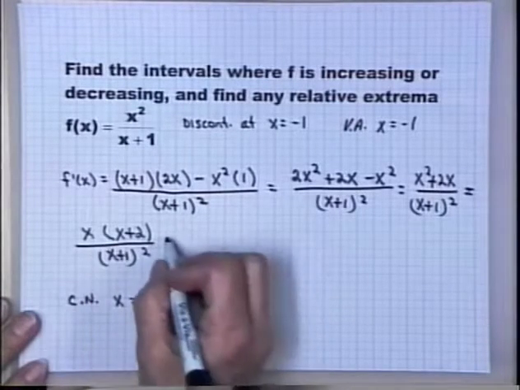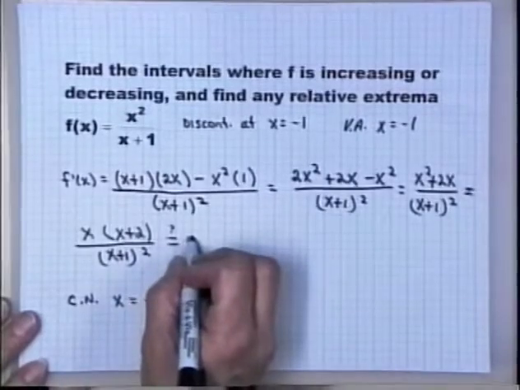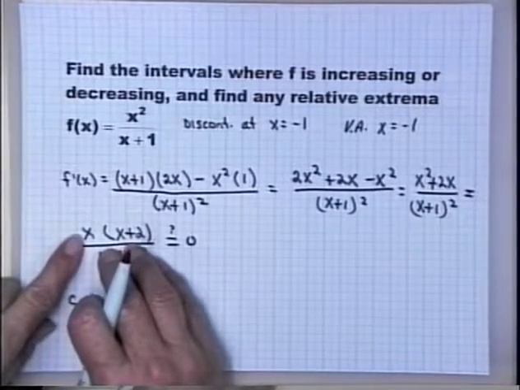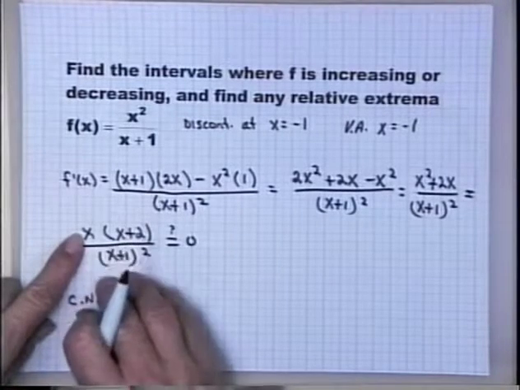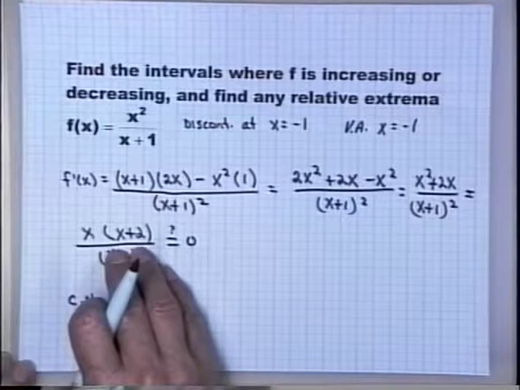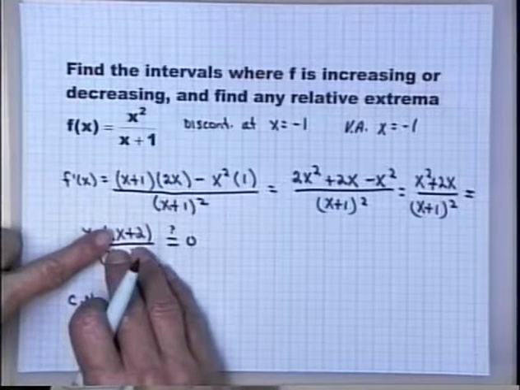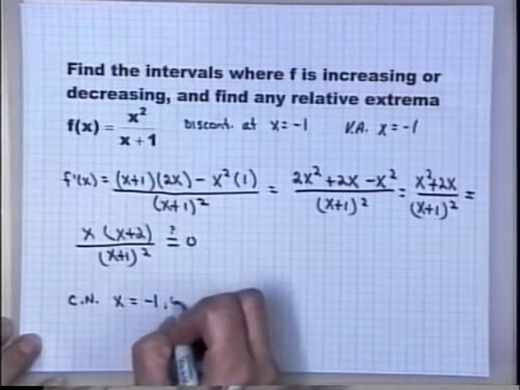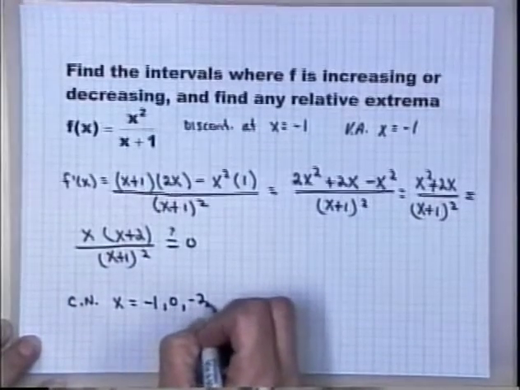Up here, what's going to make this equal 0? Since this is factored, if my fraction is equal 0, remember it's the numerator. X equals 0 would make it 0, and negative 2 would make it 0. Negative 2 plus 2 is a 0. So I have a critical number of 0 and negative 2.